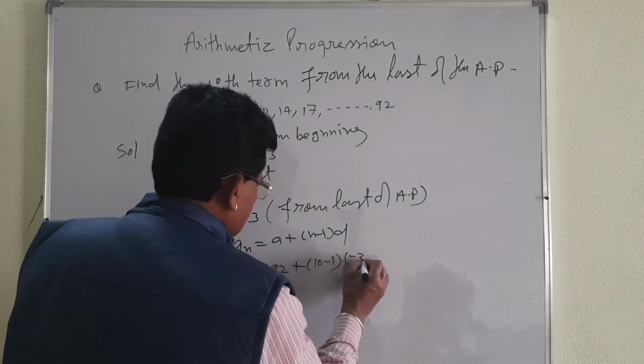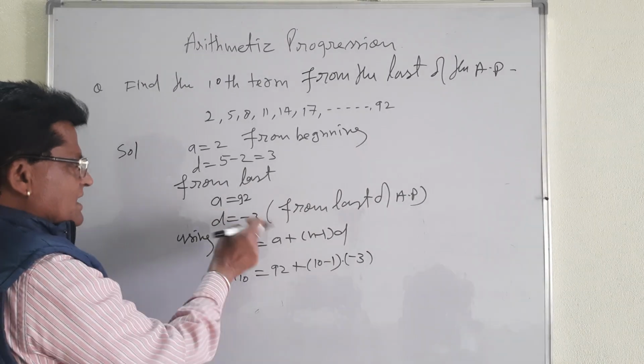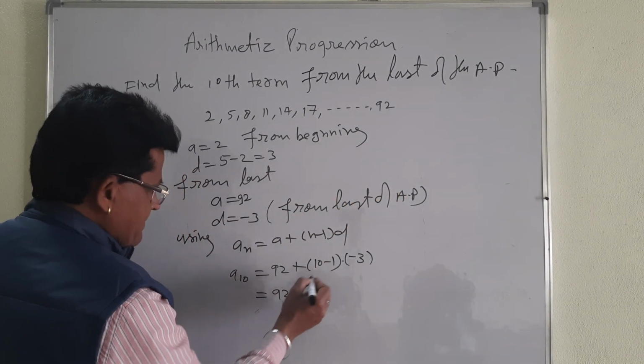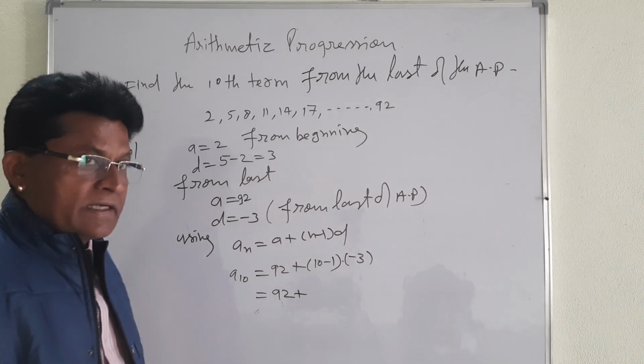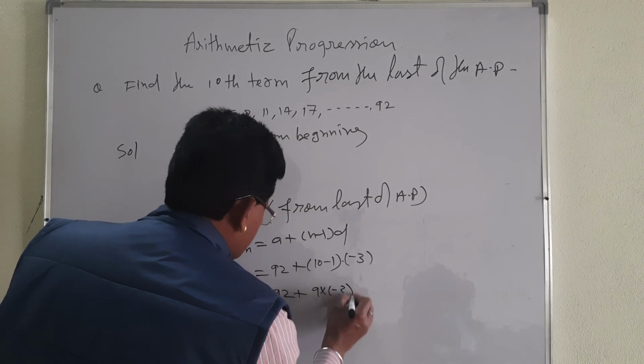That will be minus 3. Minus 3 from the last, positive 3 from the beginning. Minus 3 from the last. Very simple. The 10th term you can find out: 92 plus, and you see, 10 minus 1 is 9, 9 into minus 3.